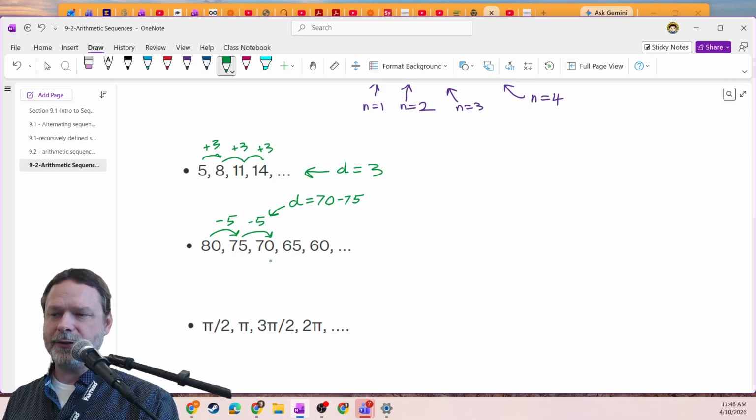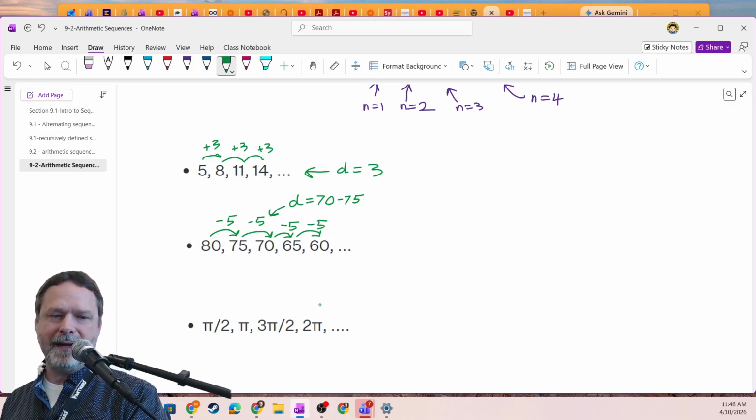You take any two terms, and from the term that came later, subtract the term that came before it. That'll get us our common difference. So here, 65 minus 70, negative 5 again. I'm adding negative 5 each time. 60 minus 65 is negative 5. So we can see we got that common difference.